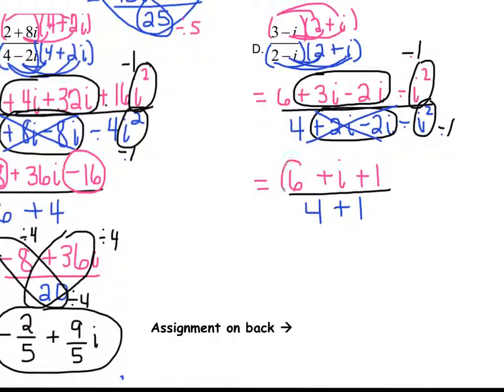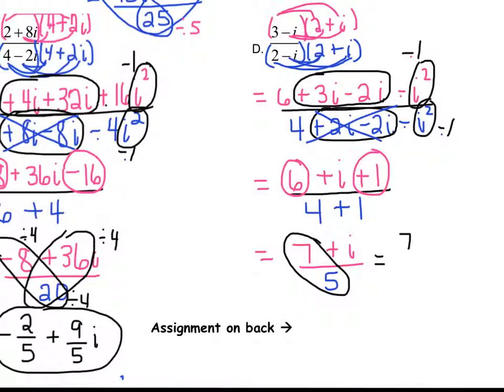So back on the top, let's combine the 6 and the 1. That's the real part, so we should write it first. 6 plus 1 is 7, plus I. And on bottom, 4 plus 1 is 5. Now we just need to simplify these parts. 7 divided by 5 doesn't reduce any further, so the real part is 7/5. And 1 divided by 5 doesn't simplify either, so we have plus 1/5 I.